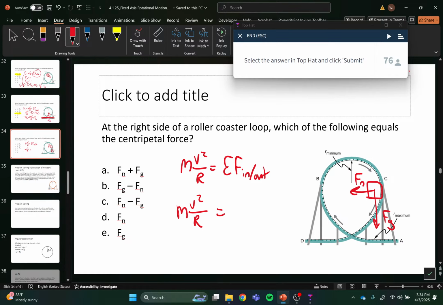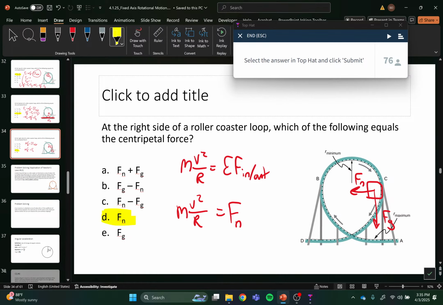Normal force, inwards or outwards? Inwards, yay. Gravity, inwards, outwards, or something else? Gravity doesn't point inwards or outwards at all. Basically, gravity is not helping you stay in a circle. That's the whole point of this. Centripetal force is what keeps you going in a circle. Gravity ain't helping you stay in that circle. So, long story short, this is the answer.